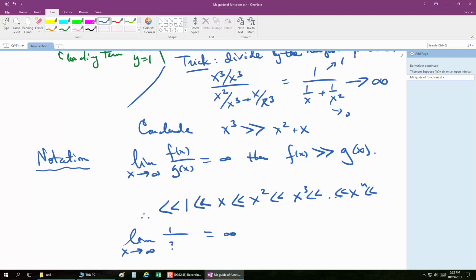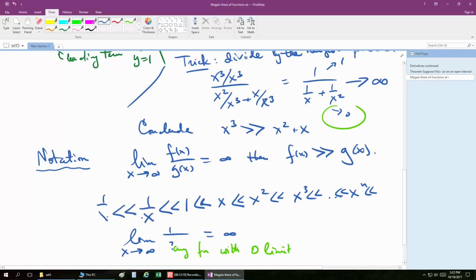So we just had that experience right there in the upper right corner. What kind of function do you put in the denominator to get the whole thing to go to infinity? Any function with 0 limit, such as 1 over x, for example. So 1 over x is here, and it is stronger than 1 over x squared, stronger than 1 over x cubed, and so on.